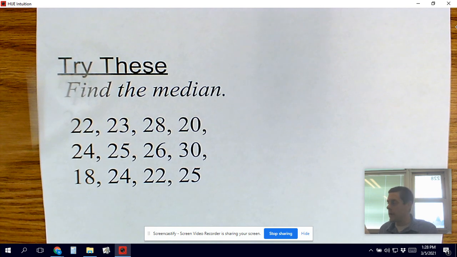All right, here's one for you to try on your own. Calculate the median by arranging the values in order from least to greatest and finding the number in the middle of that set. When you're done with your work, come back and check to see how you did.